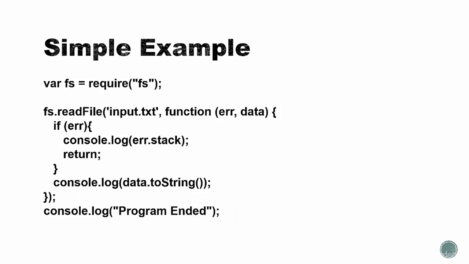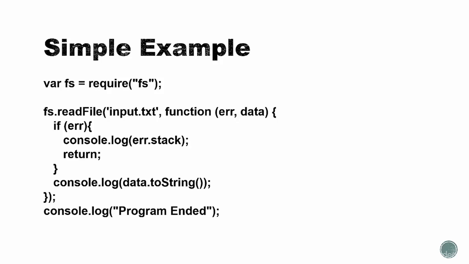So let's take a look at a really simple example. The first line here, we're saying var fs equals require fs. So what we're doing is we're bringing in the file system module, which is called fs. And this is actually a system module. It's not something we would need to install with npm. It actually comes with Node. And it's basically used to work with the file system and work with file paths.